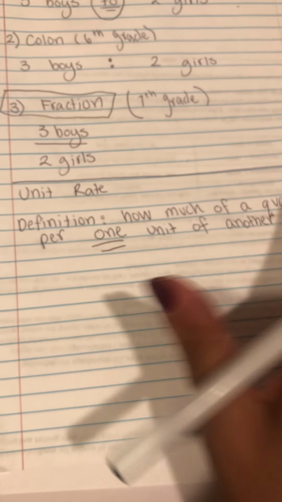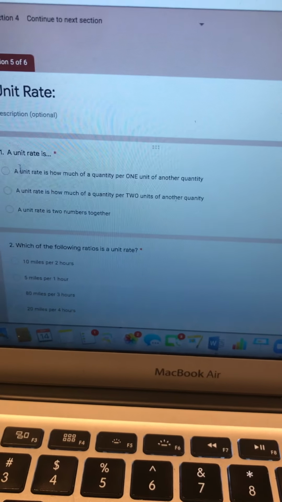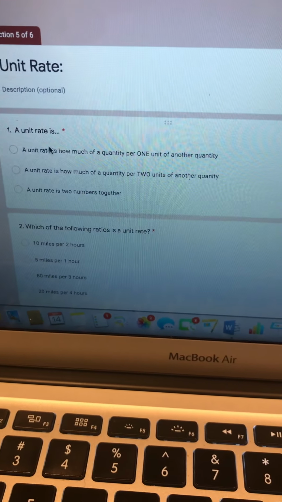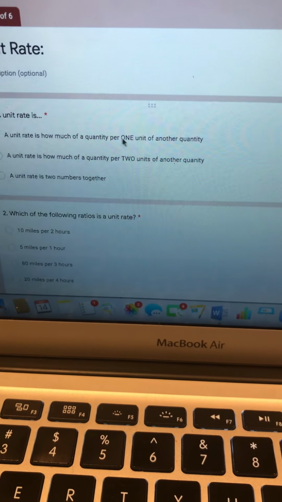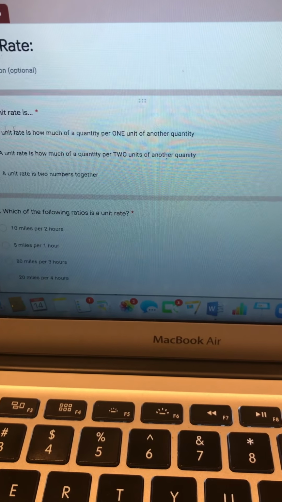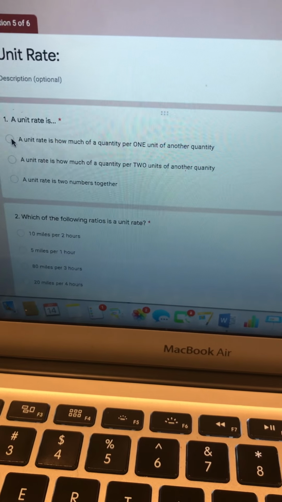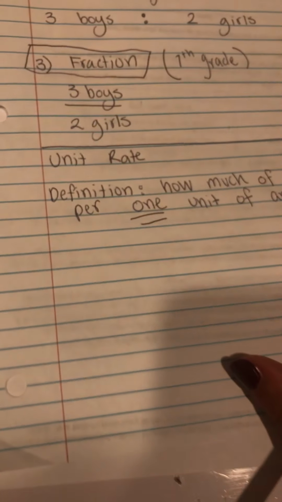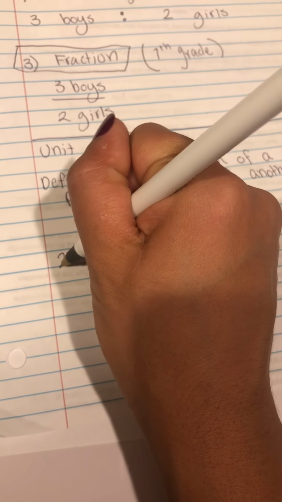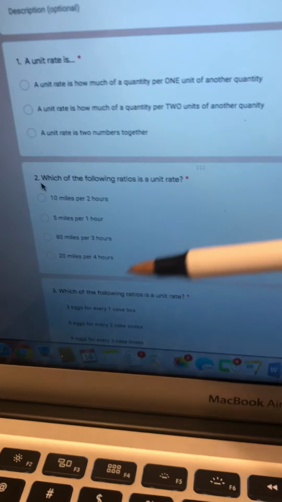So here's the definition of a unit rate. So we're going to go here and we're going to make sure we click this. So a unit rate is how much of a quantity per 1 unit of another quantity. So we're going to go ahead and click this answer. Now, here's question number 2. So what I'm going to do is again switch over to my notes and I'm going to write number 2 right here. Okay, so number 2, it says, which of the following ratios is a unit rate?